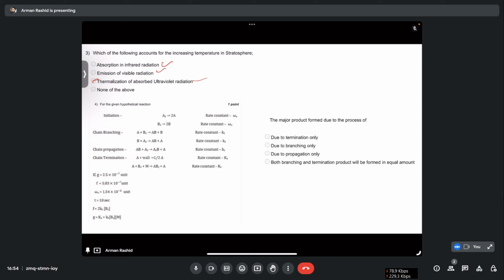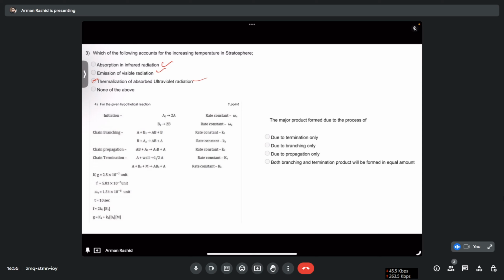We have a hypothetical reaction: A2 gives 2A, and B2 gives 2B. Then we have chain branching, which means A combines with B2 to produce more B, and B combines with A2 to produce more A. Then we have chain propagation, which means AB combines with A2 to produce A2B plus A, and then chain termination, where A combines with the wall. So we have a hypothetical reaction in which A and B undergo this sort of chain reaction.